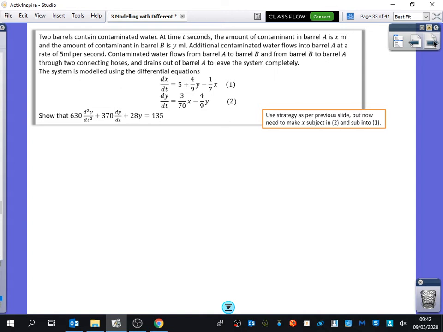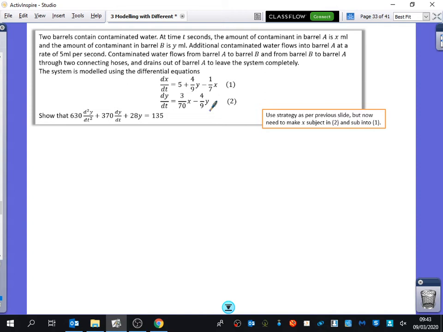I mean, we can sort of get a sense about what's going on in here. The amount of contaminant in A, there's 5 millilitres going in every second, and it looks like it's some kind of proportion to how much is in the y barrel, and also some of it is leaking out of the x barrel. And you've got the same thing for the second one that we've got here. So this isn't homogeneous, is it? This one is non-homogeneous because of the 5 that we've got there, okay? The homogeneous ones are the ones that I'm studying a lot more at uni, because you can apply matrices to them and you can spot all the patterns, okay?